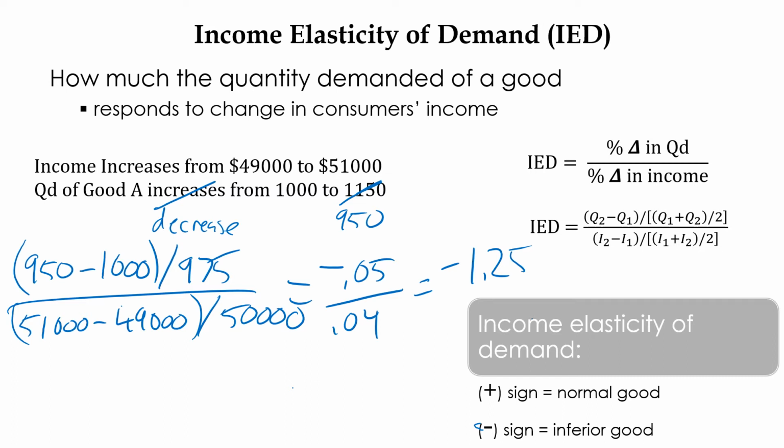And that's the income elasticity of demand. If it's a negative number, it's inferior. If it's a positive number, it's a normal good. And the size of the number indicates how much it responds to changes in income.